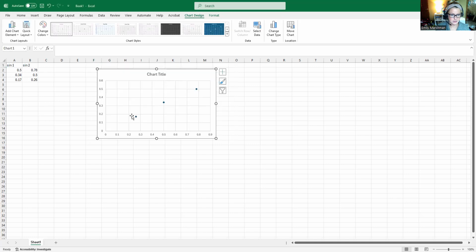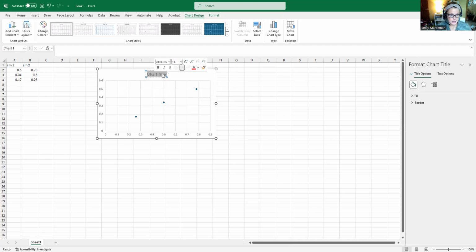Click OK again. I only have 3 data points. You'll have more because you'll take more data points. I always give my chart a title so I know what it is I'm actually graphing. Label your axes, right? So I always learned that you should have the y-axis versus the x-axis. So it should be sine of angle 1 versus sine of angle 2. That way I know what it is you're plotting.